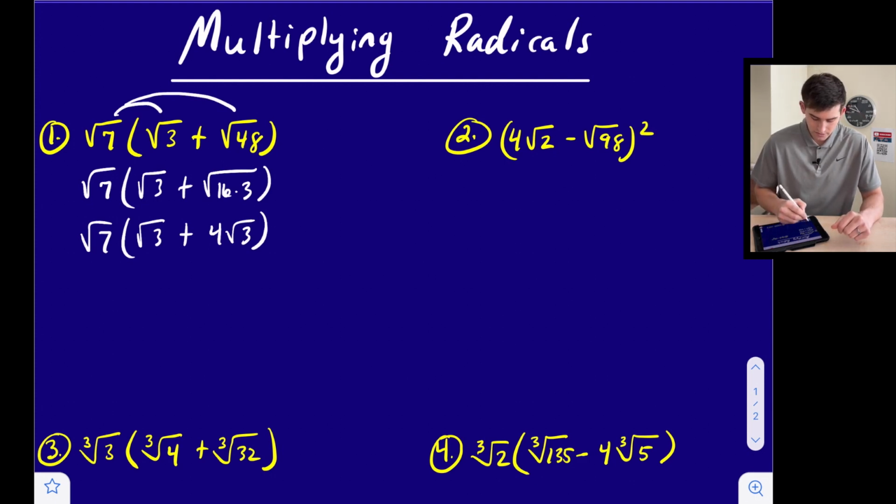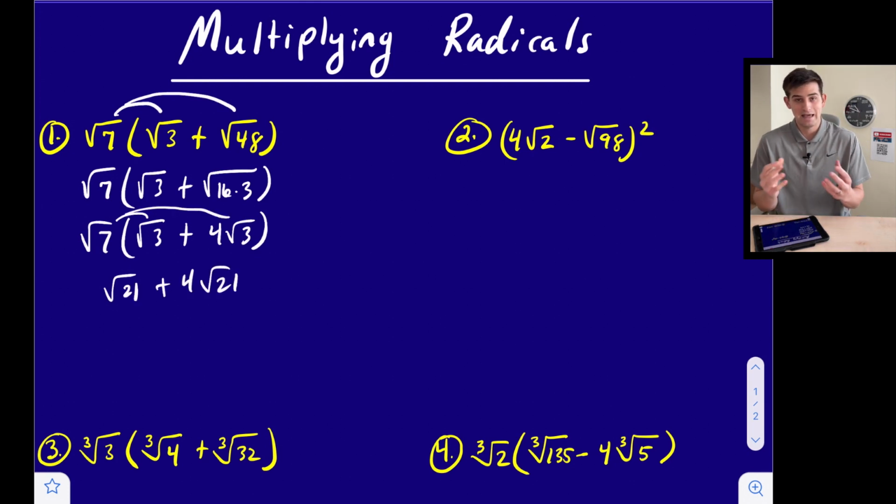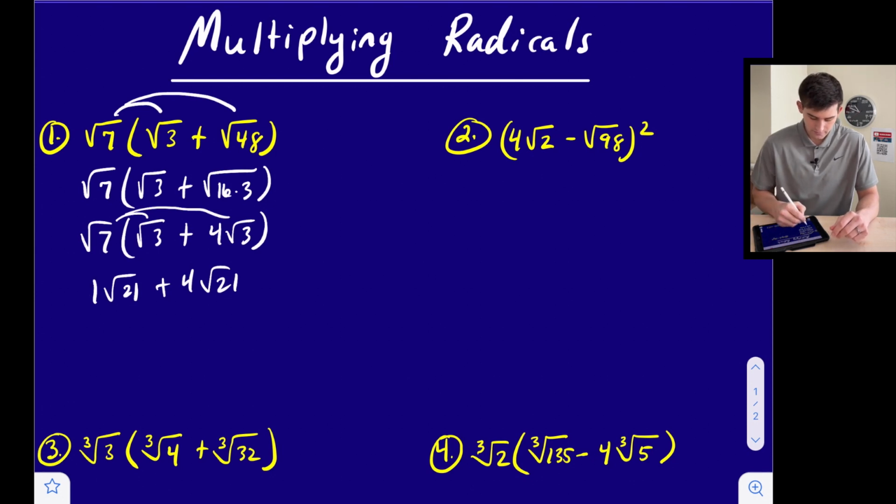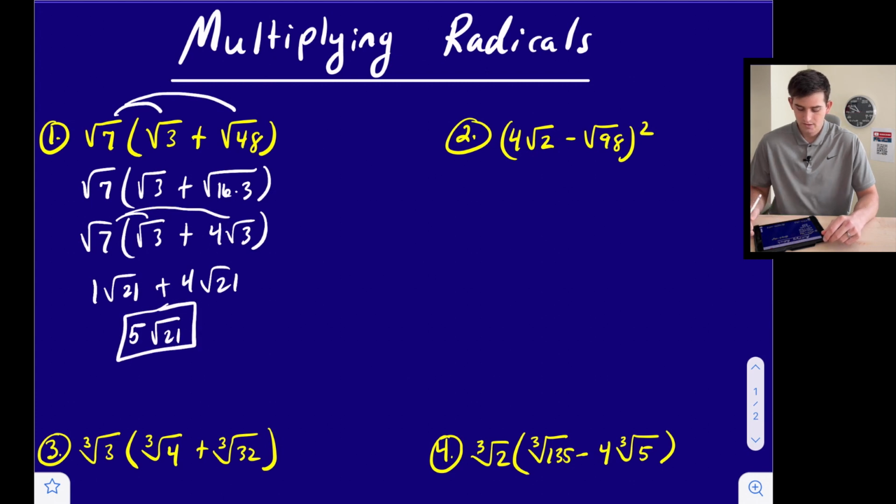Now we can distribute. So this would be the square root of 21 plus 4 times the square root of 21. And now we can add these because we have the same index, we're doing the square root, and we have the same radical. So this is like 1 root 21 plus 4, so our final answer would be 5 times the square root of 21.